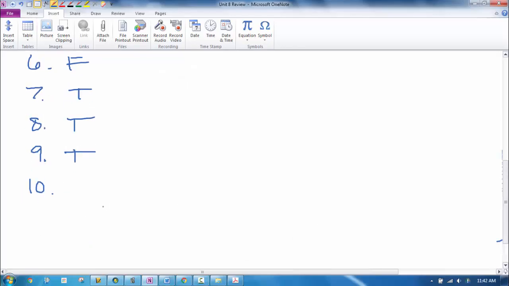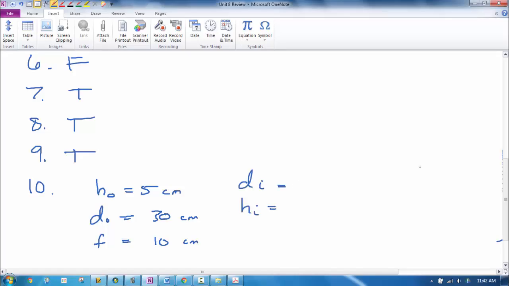Number 10 says we have a 5 centimeter real object, so the height of the object is 5 centimeters, and it's placed at a distance away of 30 centimeters from a concave mirror. The focal length they give us is 10 centimeters. And they want us to find the location and size of the image. So we're looking for the distance of the image and the height of the image. So we're going to look at our formulas off our formula sheet.